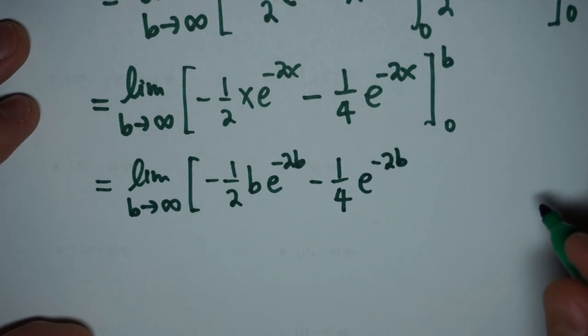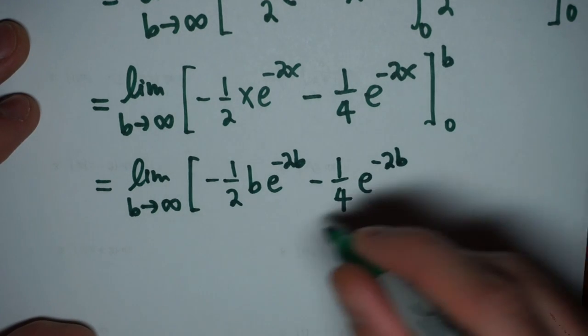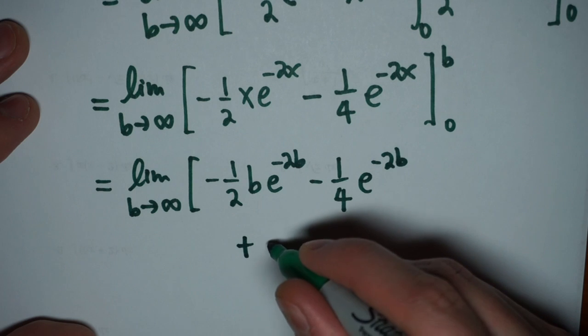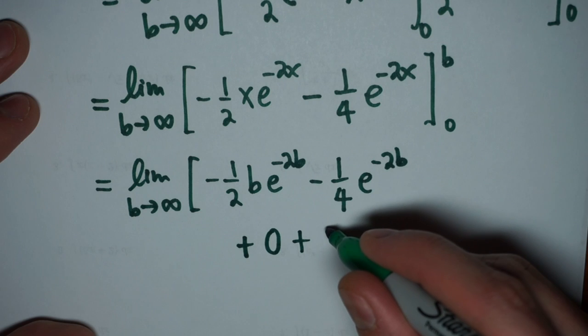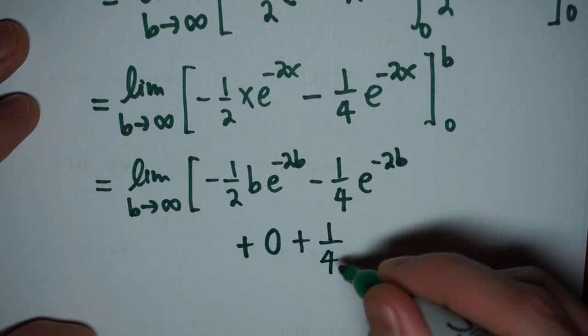When I plug in 0 to my first term, I end up with 0. So this will be plus 0. And then when I plug in 0 to the second term, I'll have negative a quarter. So I'll minus negative a quarter and get plus 1/4.